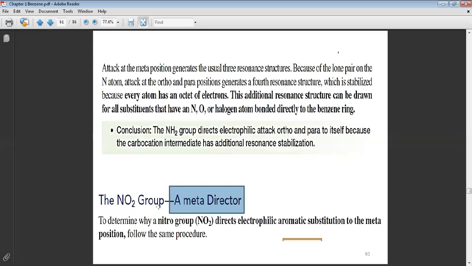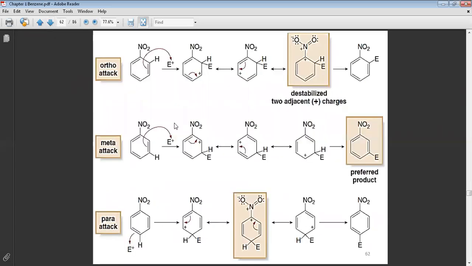And the final one, the NO2 group. The NO2 group, on the meta, we don't have any positive charge directly bonded to the NO2 group, but at ortho and para we have a positive charge directly bonded to the NO2 group. This structure, this and this are highly unstable because we have 2 positive charges bonded together. This gives us a highly unstable resonance structure. For this reason, the NO2 group prefers the meta orientation for the electrophilic reaction.